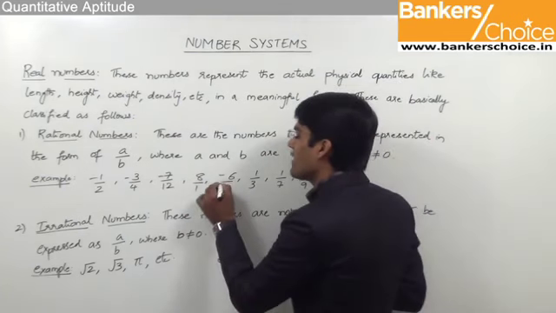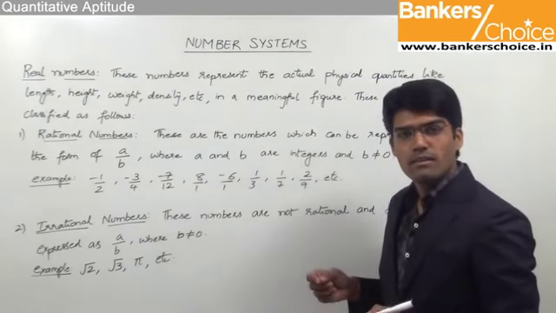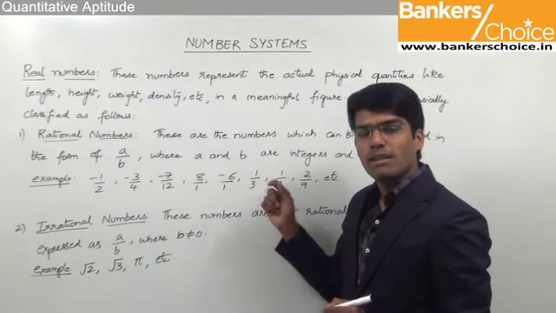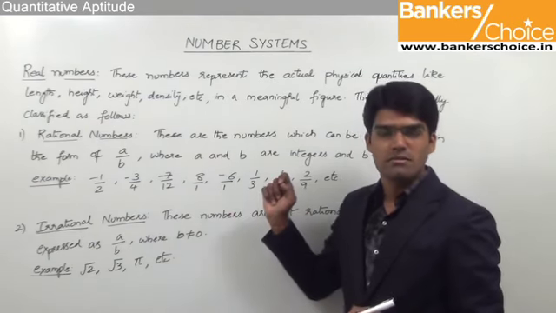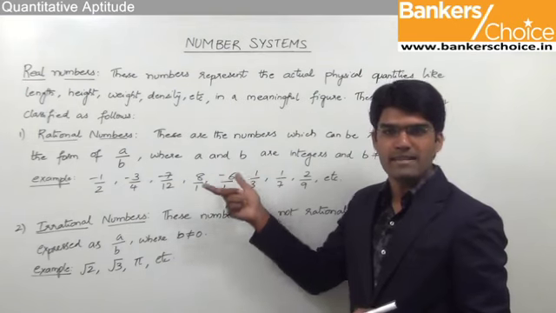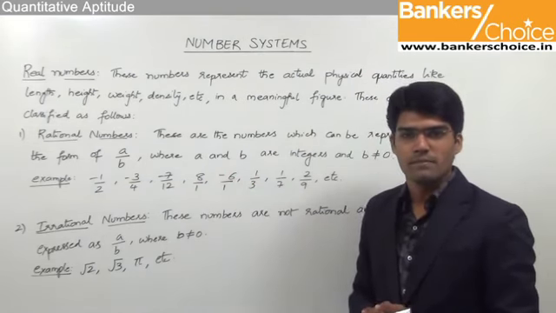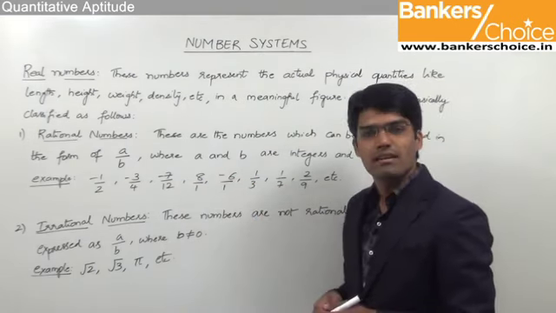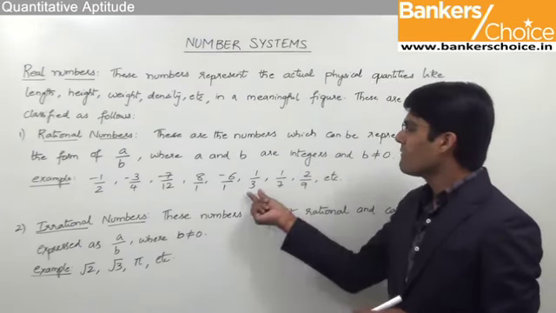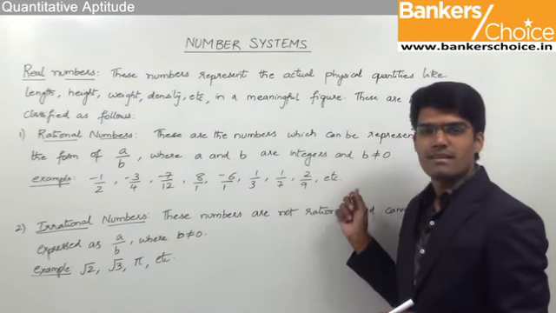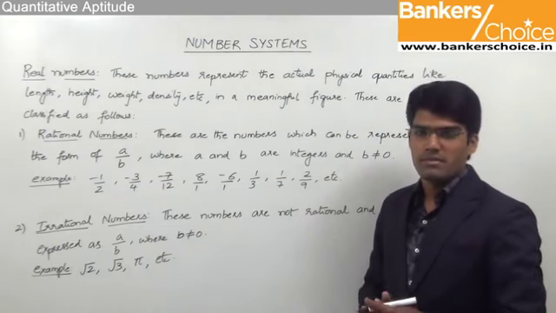Similarly, minus 6 can also be taken as minus 6 by 1. So from this we can understand that all the integers are also rational numbers. Why? Because all integers are like fractions where the denominator is 1. So we can say that even integers are rational numbers. And likewise we have 1 by 3, 1 by 7, 2 by 9, etc.